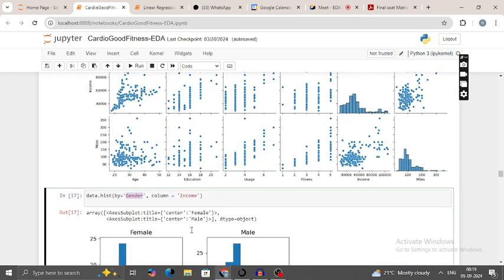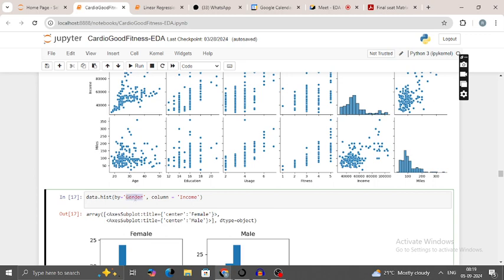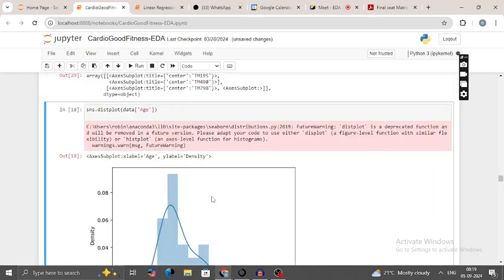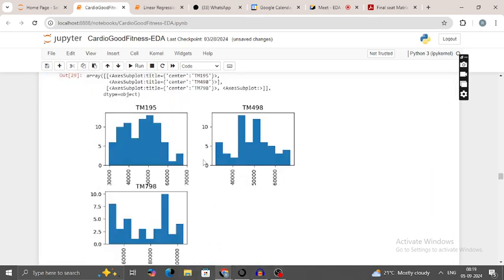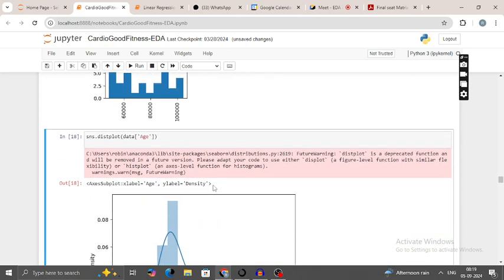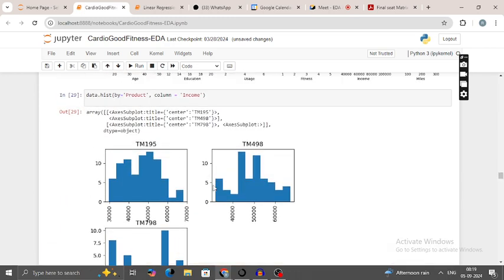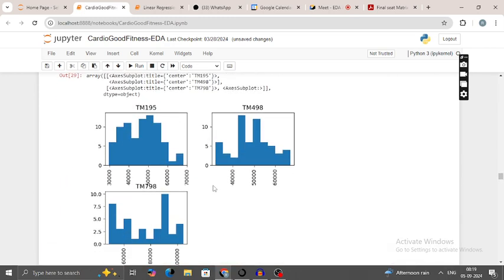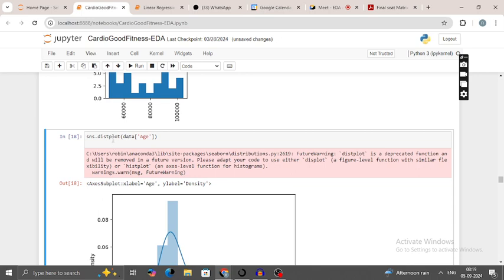Instead of gender, if you want product, keep product here: product by income. Look at this. Whatever you want, you can plot. Similarly, the histogram is also used for distribution. You have one more option in Seaborn called distplot. Distplot is also a type of histogram, but it gives some more in-depth analysis.